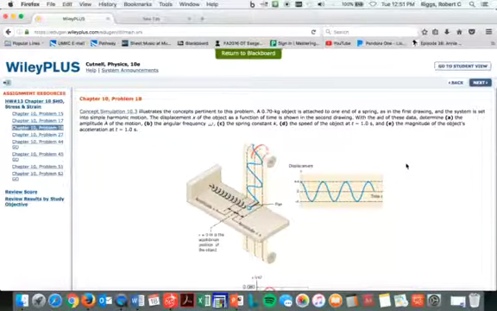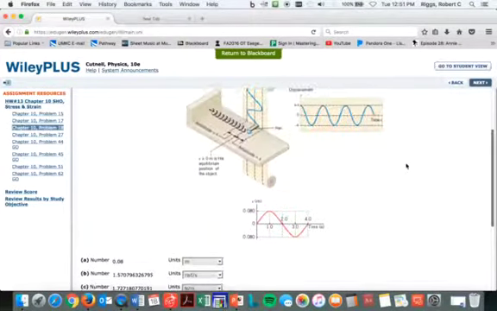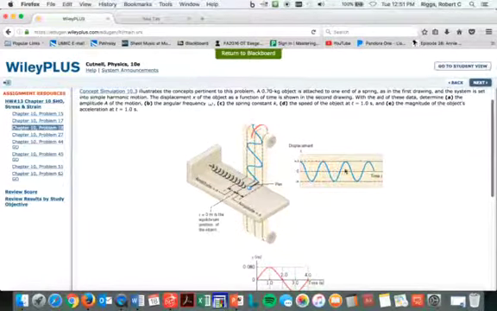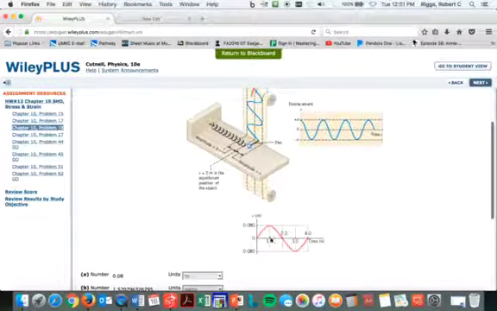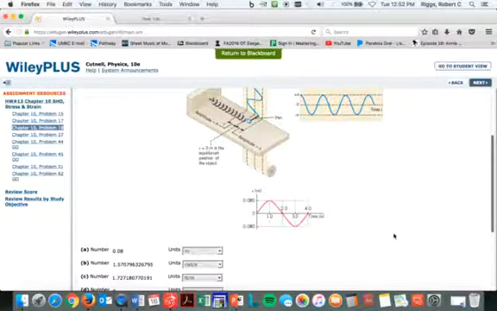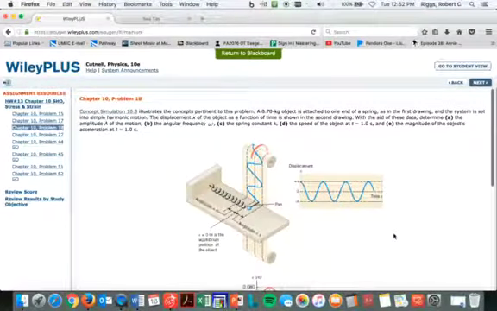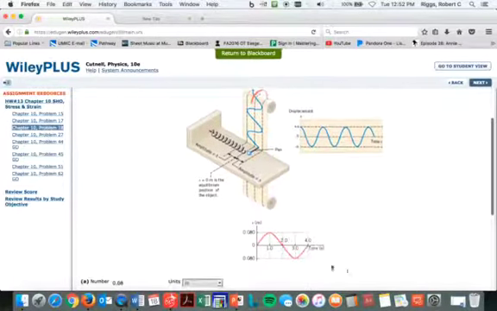The speed of the object at t equals 1 second. Well, that'd be 0, probably. Yep, because we graphed that. When t equals 1 second, that's when the displacement is at a maximum, and when this is at a maximum, the velocity is 0. Then it starts going. The magnitude of the object's acceleration at t equals 1 second. Well, that's a maximum acceleration, so that's A omega squared.